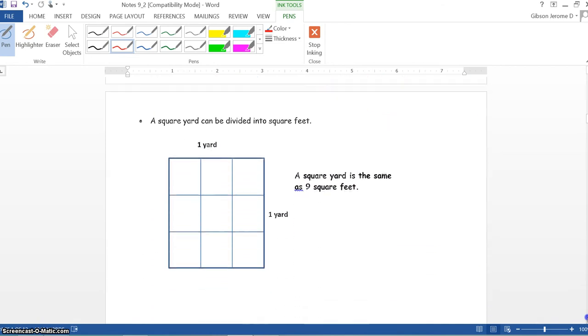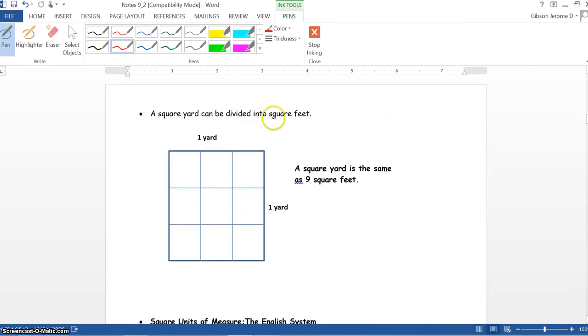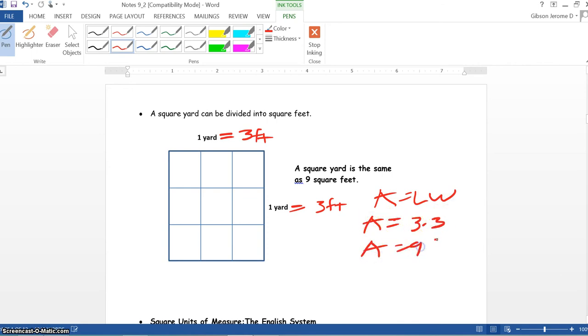Now, it says a square yard can be divided into square feet. A square yard is the same as 9 square feet. Remember, 1 yard is the same as 3 feet. We know 1 yard is 3 feet, and we know area is length times width. Area is equal to 3 times 3. Area is equal to 9 square feet.